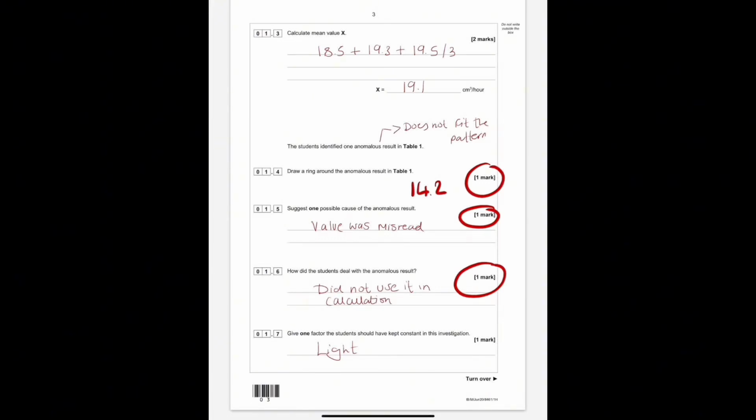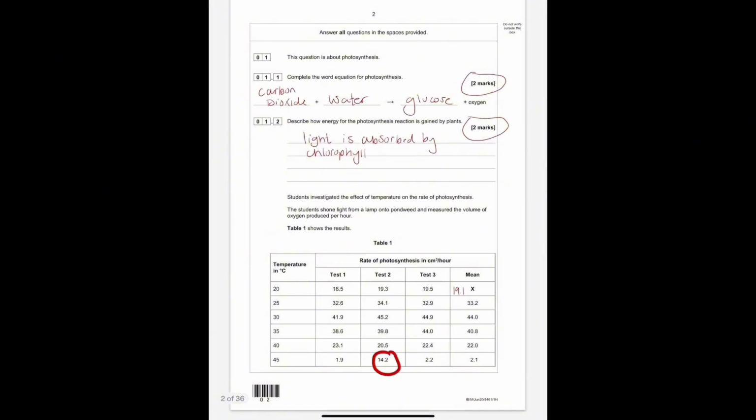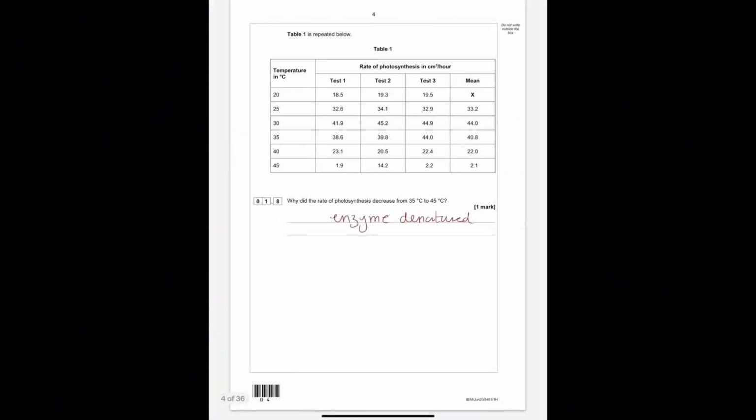We cannot accept temperature. The reason we cannot accept temperature is because we are measuring the temperature. That is the limiting factor that we're looking at, which is why you can't mention temperature. So that will get you 1 mark over here. Okay, let's go on to the next question.